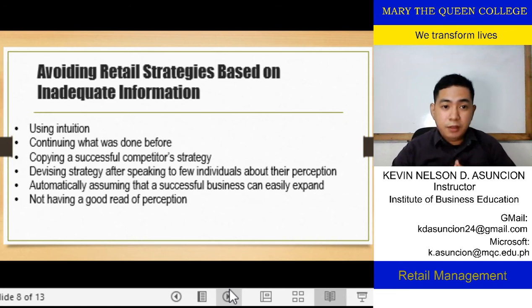Okay, and then devising strategy after speaking to a few individuals about their perception. So ang tawag dyan is not well represented. So in marketing research, no, hindi pwedeng ilan lang. Of course, you need to study your number of respondents that will represent the whole, no? So para maging convincing, and also lesser yung room for error for your strategies. Okay? And then automatically assuming that a successful business can easily expand, no?